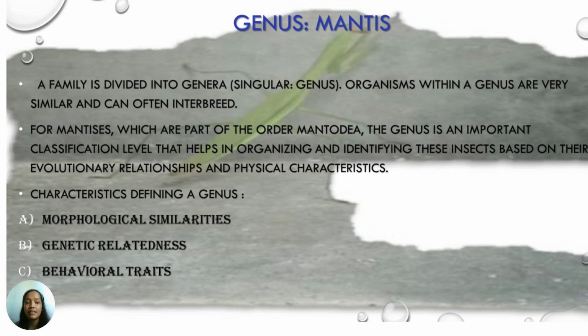So there are three characteristics defining the genus of this insect. The first one is morphological similarities, which we can see from the physical features of these insects. The second one is genetic relatedness. And the last one is behavioral traits, how a mantis can live by itself in a forest.